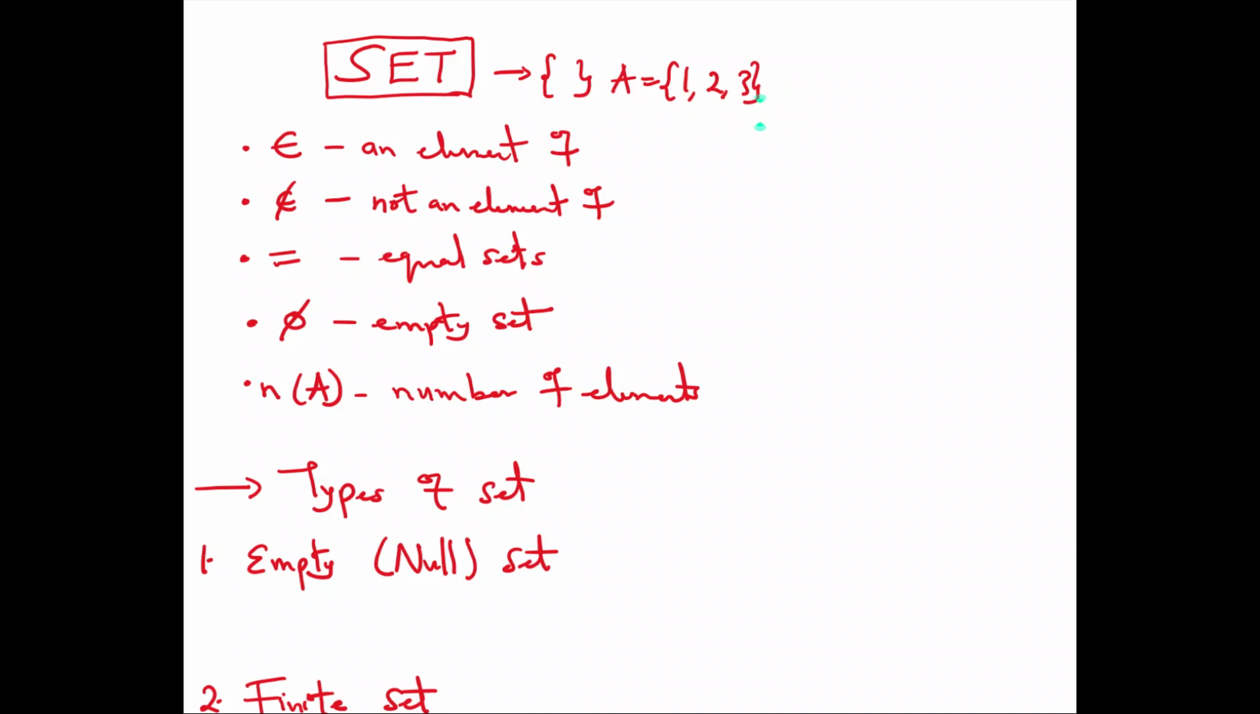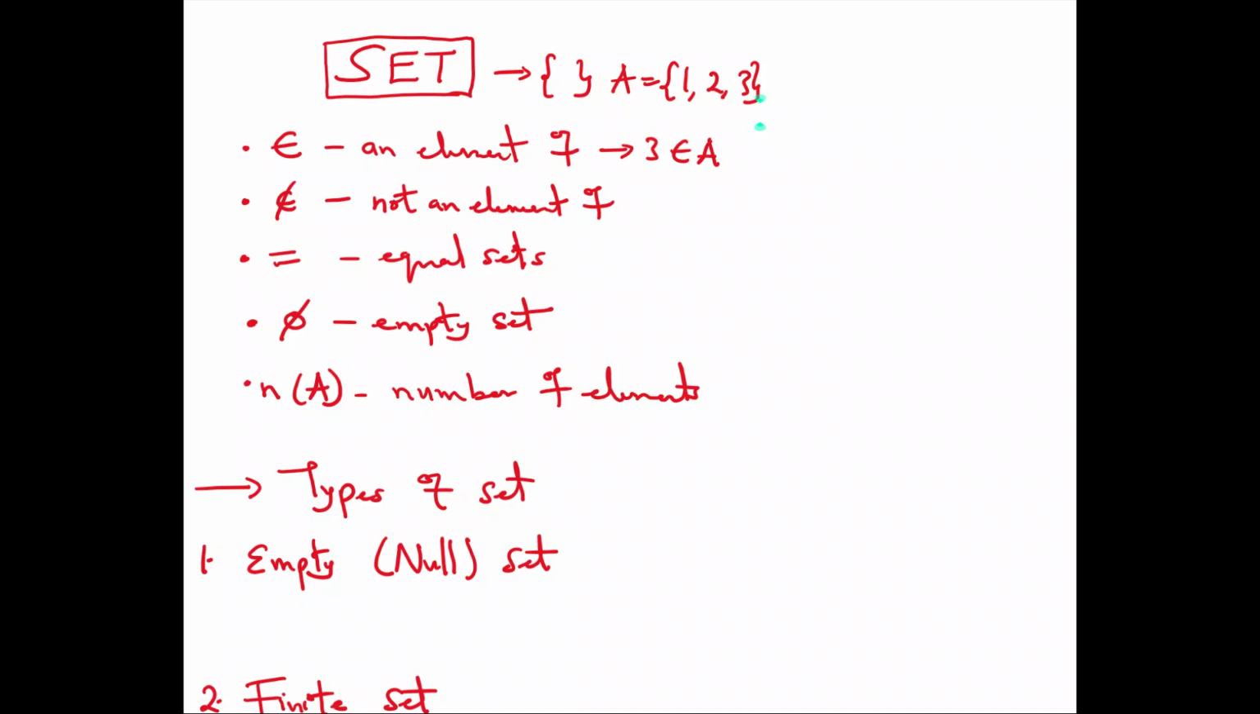The symbol ∈ means "is an element of" in set notation. For example, in this notation we have A equals {1, 2, 3}, so we can say that 3 is an element of A.